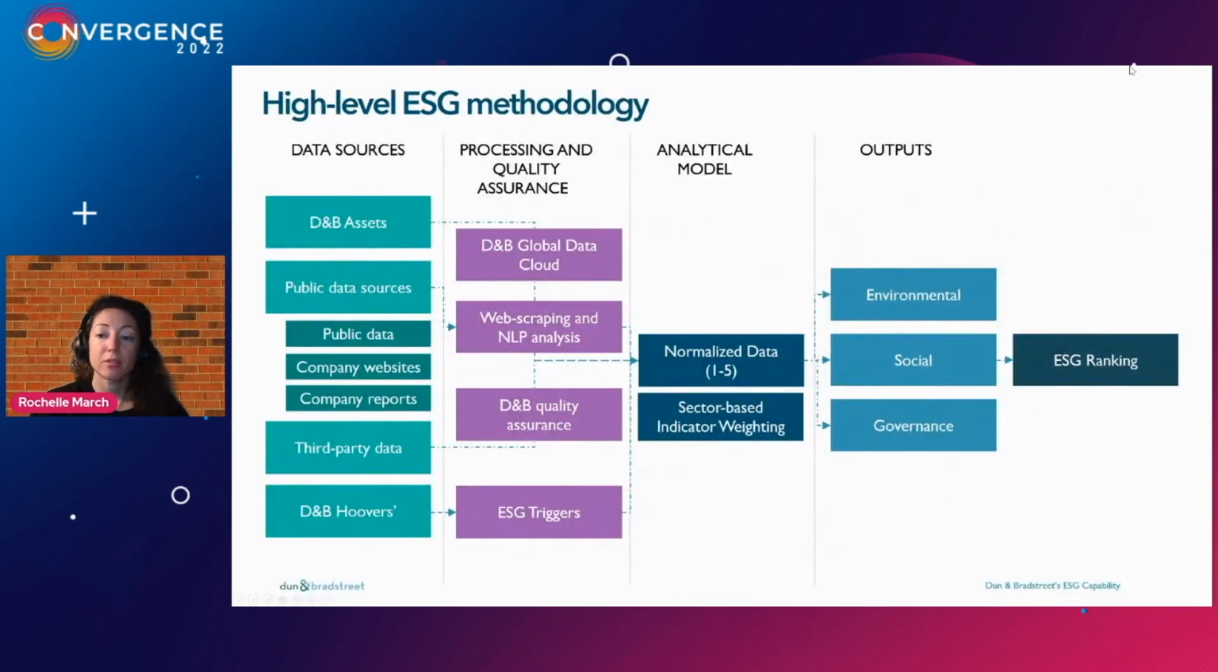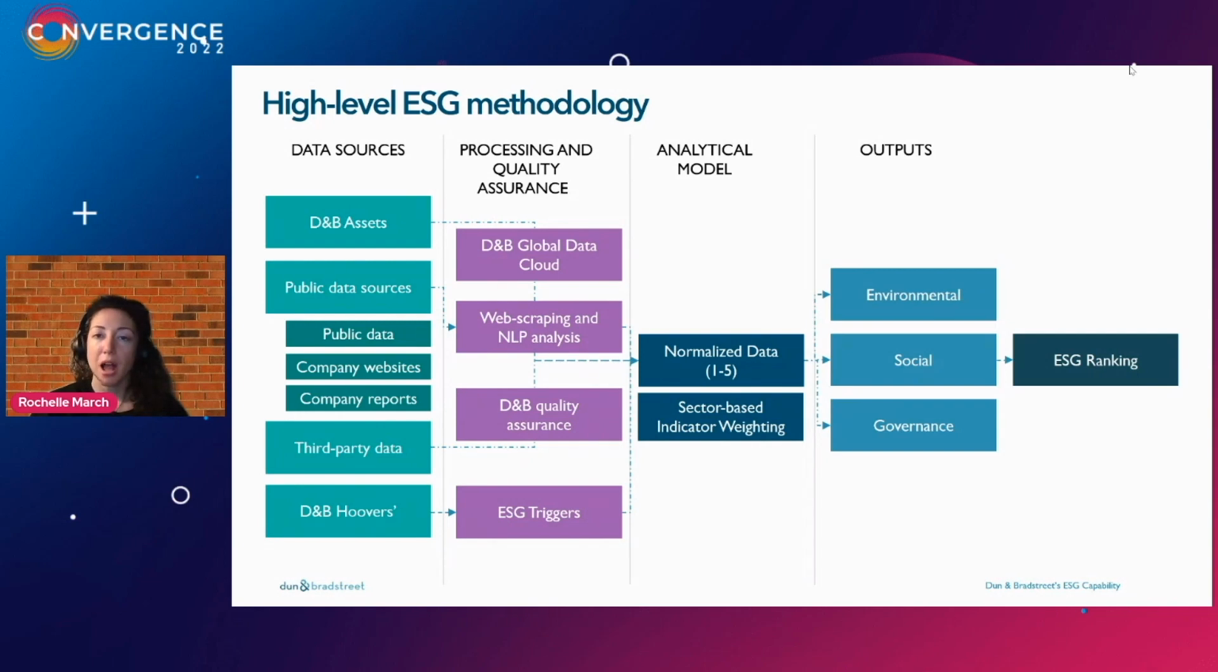This is the quick overview of how it all fits together. This is very simplistic, but at a high level, you have all the data sources on the left. We go through lots of processing and quality assurance. This is where we would check the data, we would match it to the right DUNS, we would standardize it or normalize it into whatever it needs to be in. And then we get into our analytical model, and I'll talk about this in a bit more.